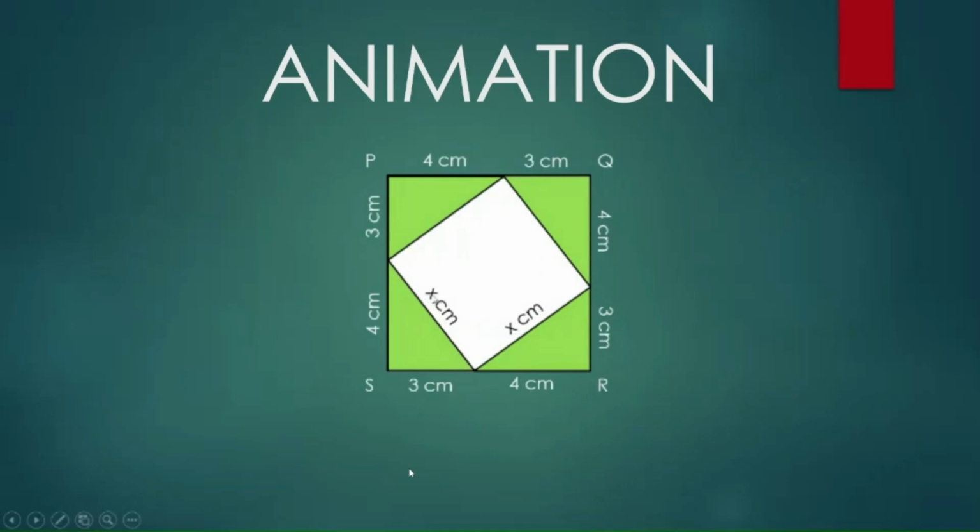We have just moved the triangles. We have not added or removed any triangles. So the area of the white square should be same in both the cases. In case 1 we had two squares of 3 centimeters and 4 centimeters length, and here we have a square of x centimeters length. Their area has to be the same. So that is how the Pythagoras theorem can be proved visually.